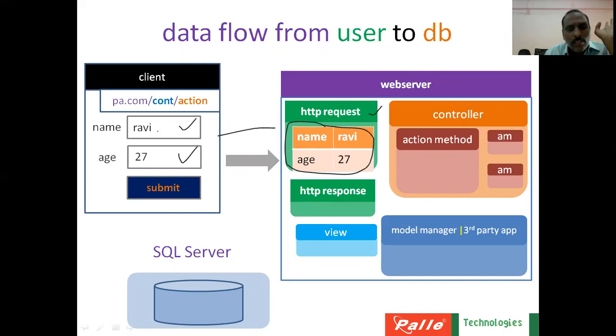So obviously this text box data and its value will be stored. Similar way, age and its value will be stored. After that, one action method will be executed. Which action method? Whichever action method name is present here and whichever controller name is present over here, that particular controller's action method will be executed.